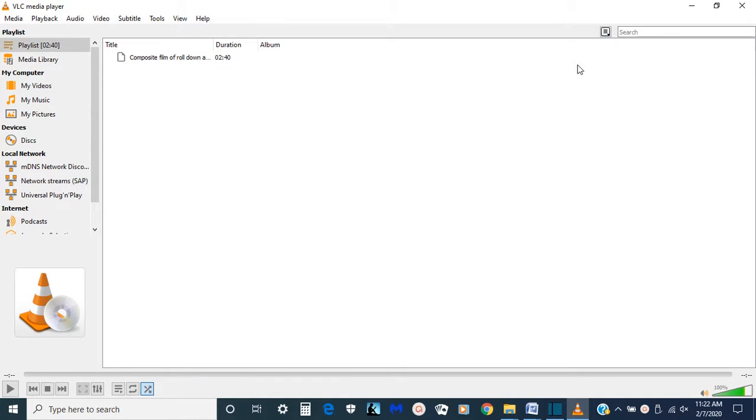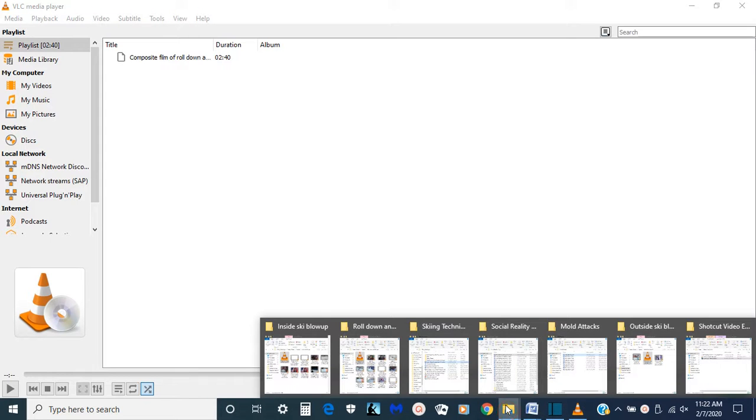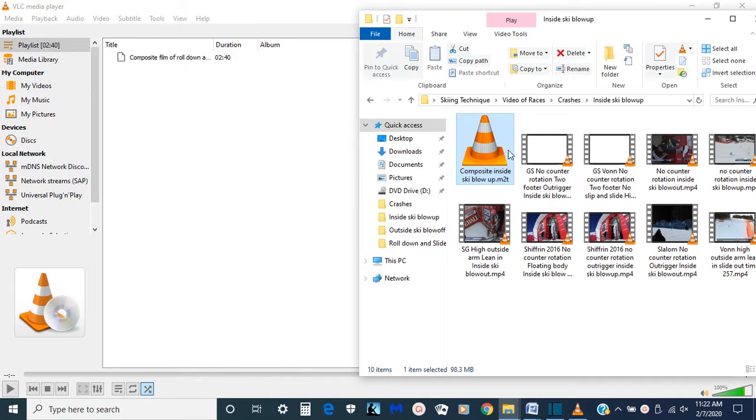All right, so that is inside ski roll down and slide out. Now I want to show you inside ski blow up.